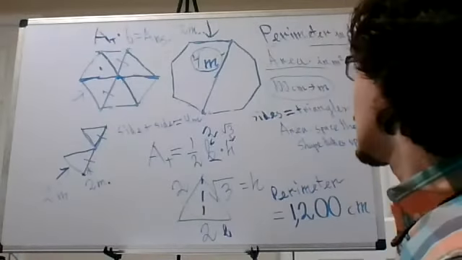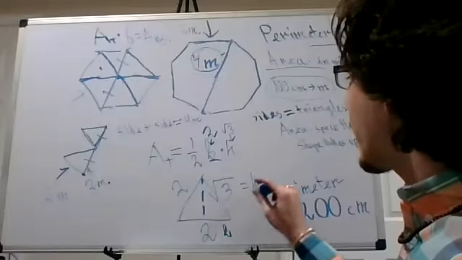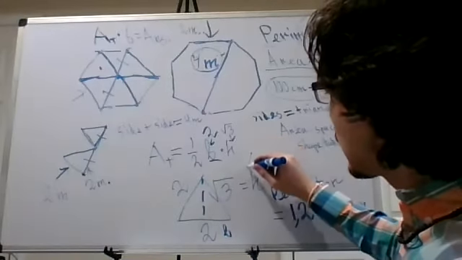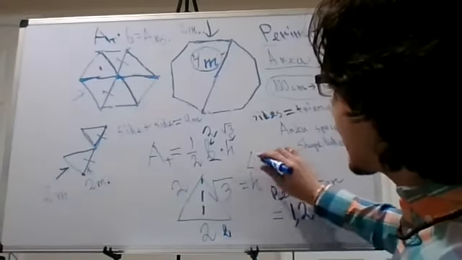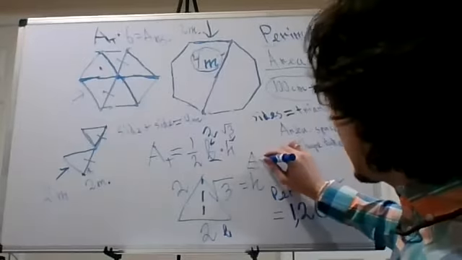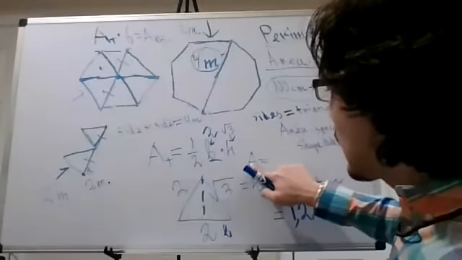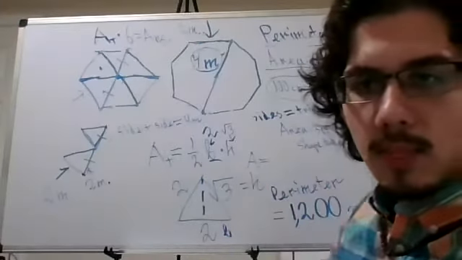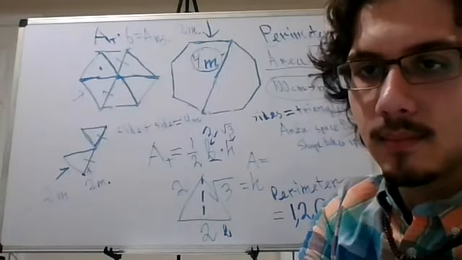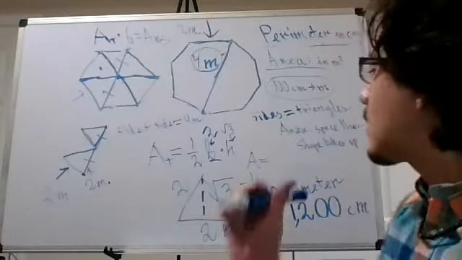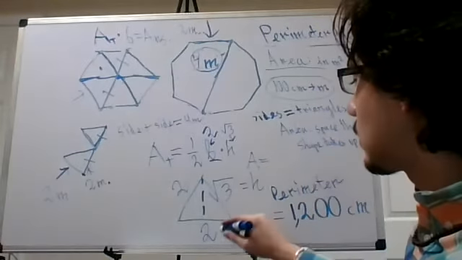Okay. So since we have our base and we have our height, our equation is area equals, Mr. Nathan, are you there? Yes, sir. Okay, Mr. Nathan, what is our base?